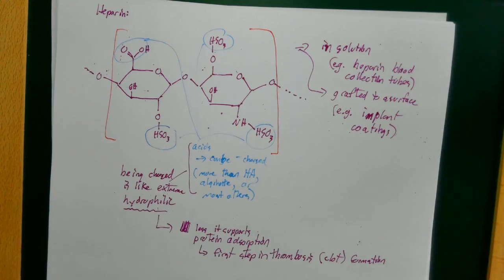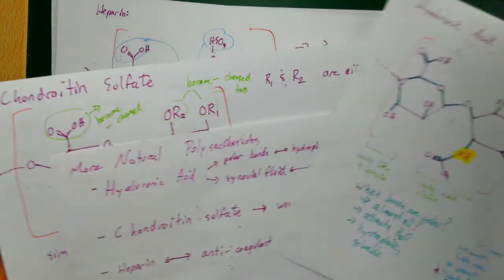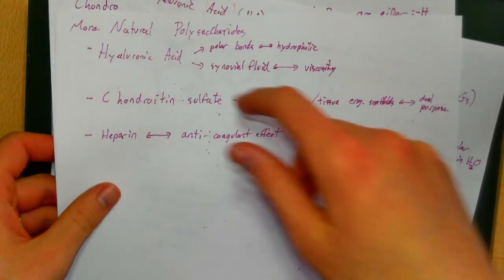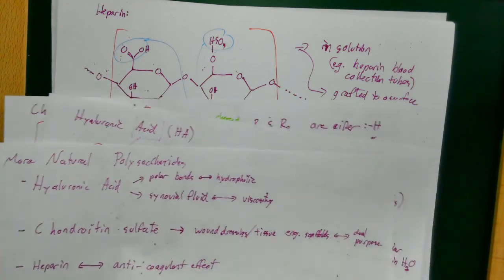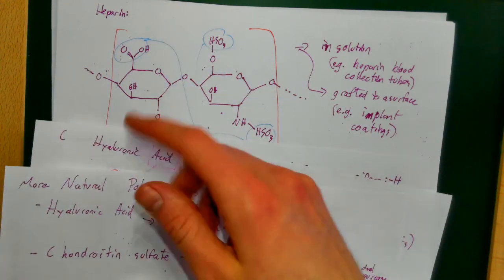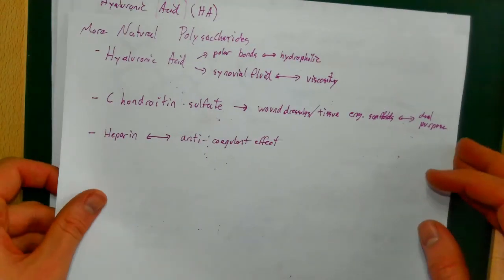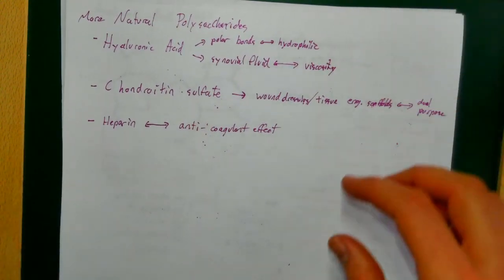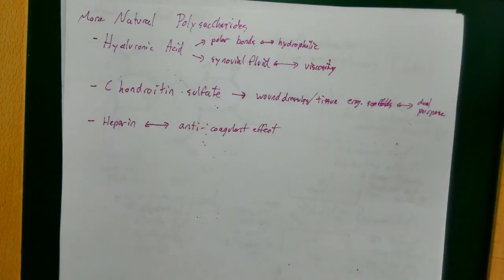All right, so thus concludes our discussion of a few more natural polysaccharides and connections between their chemistry, in particular what groups are present, how charged or polar those groups are, and how they might function in a bioengineering context. So thanks for watching, and good luck with your study of biomaterials.